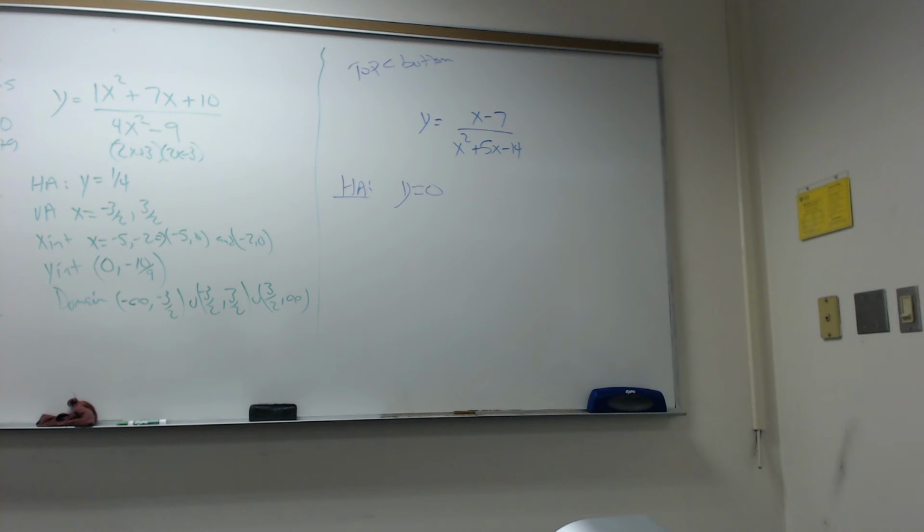People will say, what happens if the top is bigger than the bottom? Well, then there isn't a y. There's no horizontal asymptote at that point. That problem's not very much fun to look at.